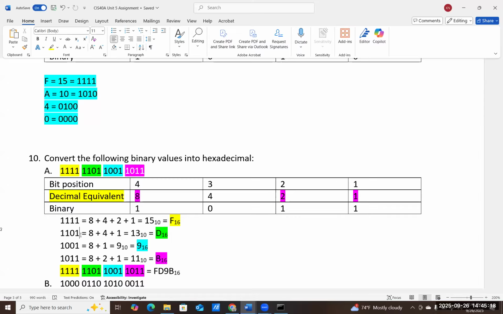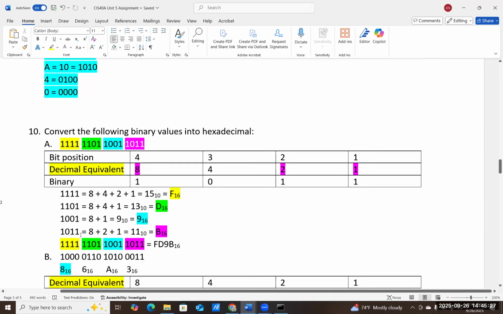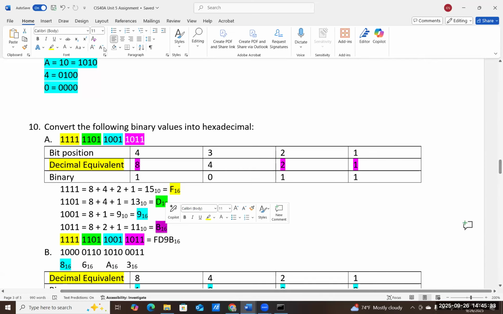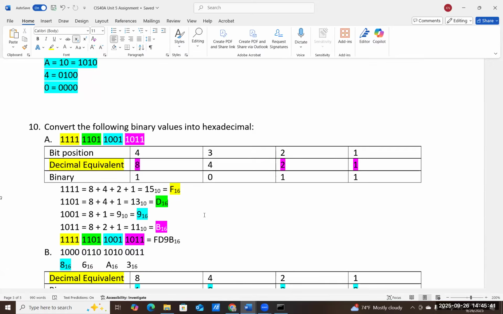So 1001. The 8 plus the 1 gives you a 9. And a 9 is a 9 in hexadecimal. And then the last nibble, which is 1011. So the 8, we skip the 4 because of the 0 there. We're going to add the 2 for the next one and the last one. So 8 plus 2 plus 1 equals 11.